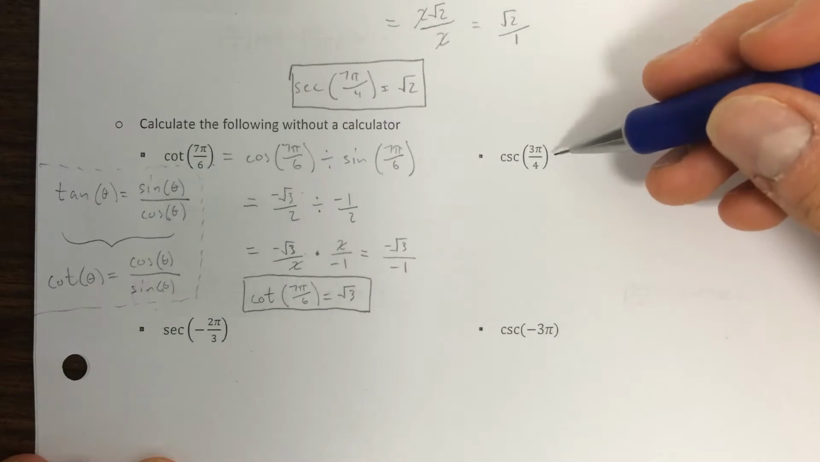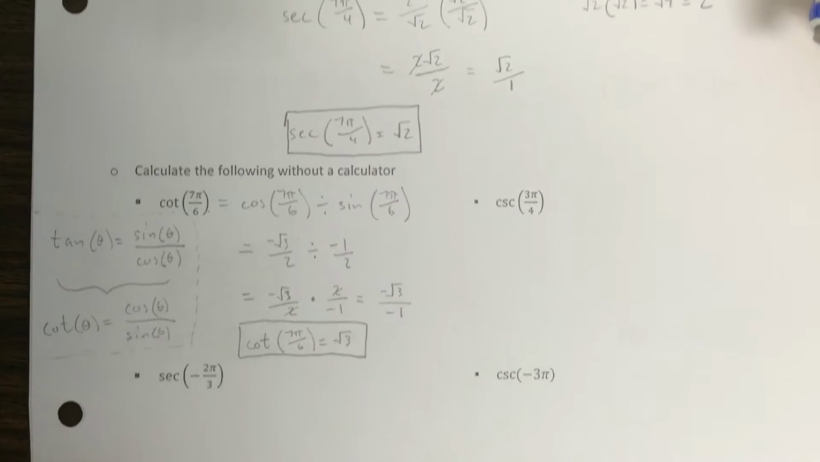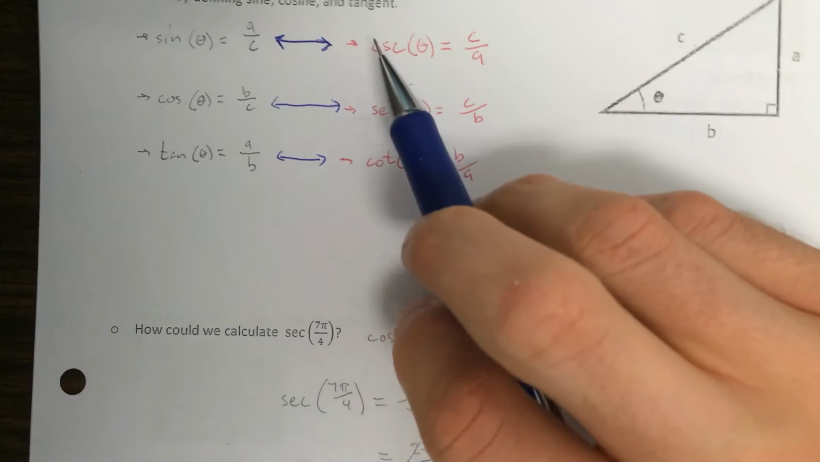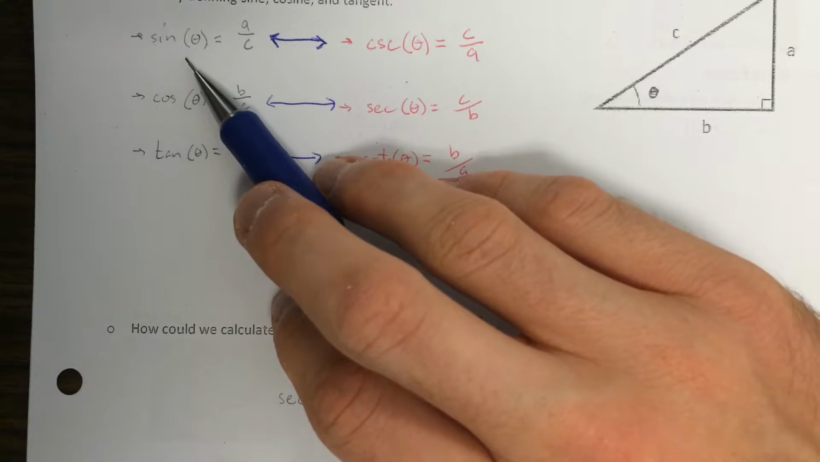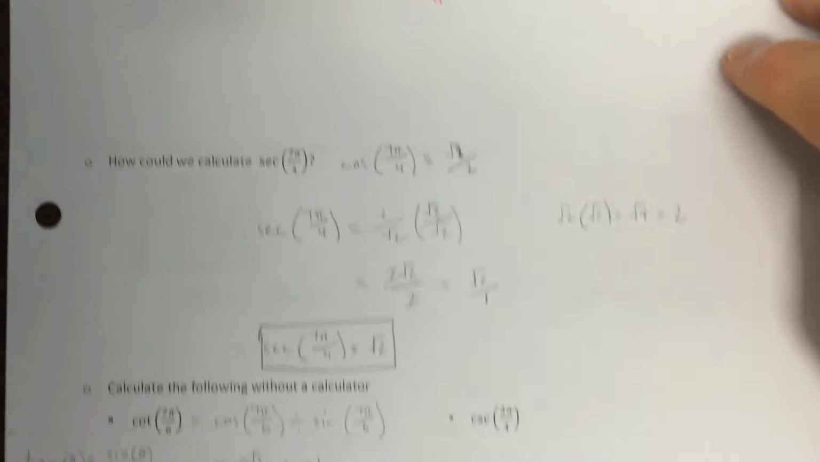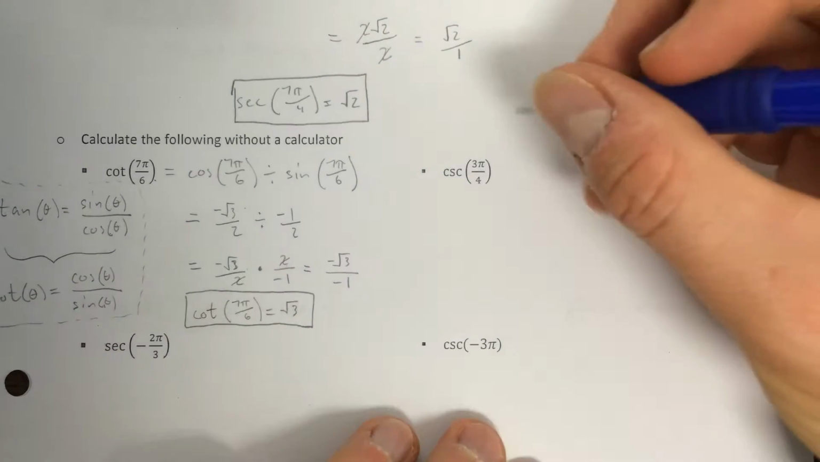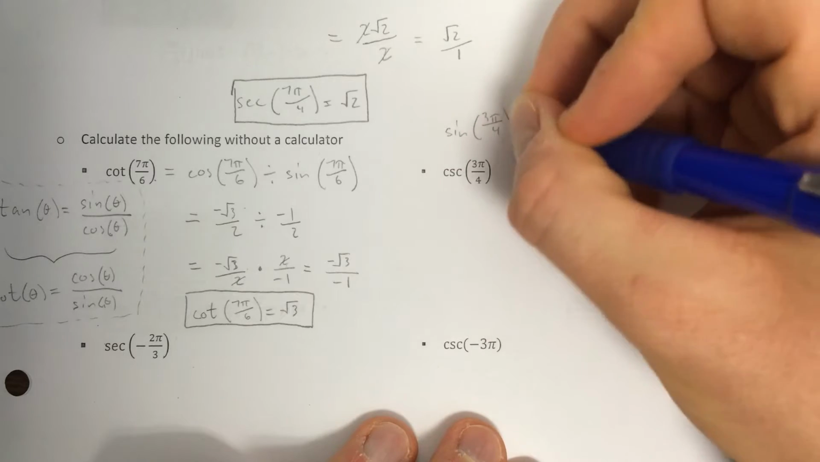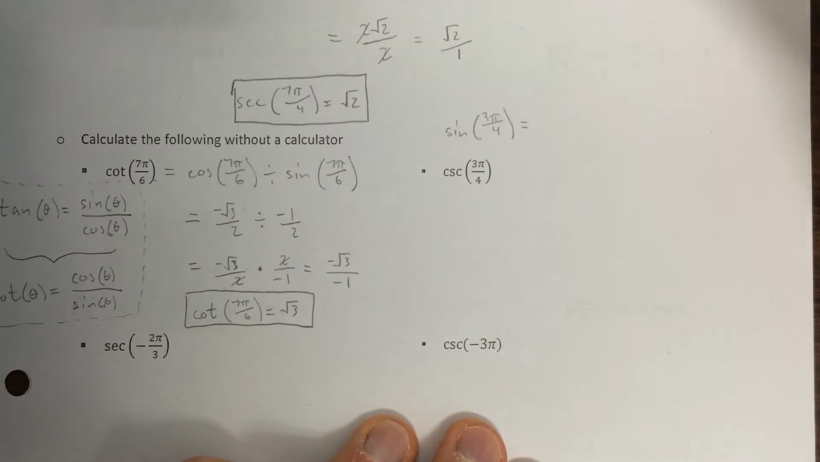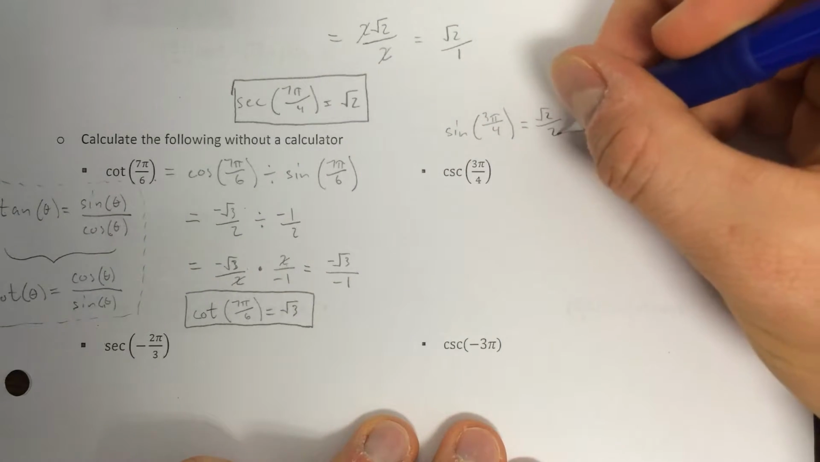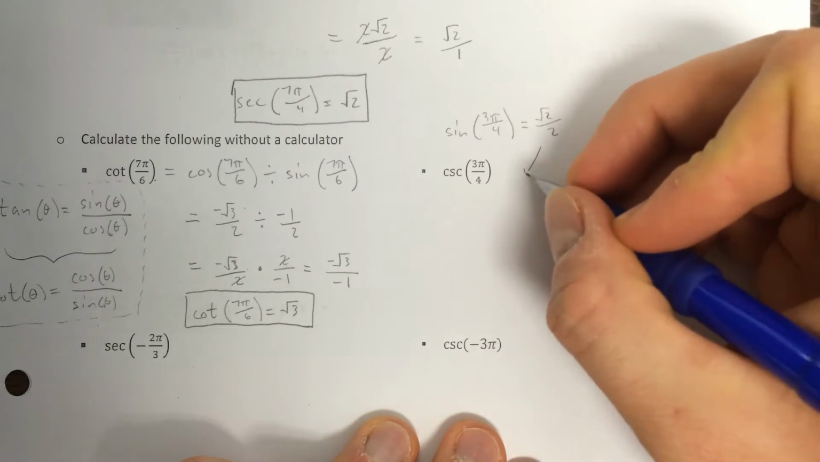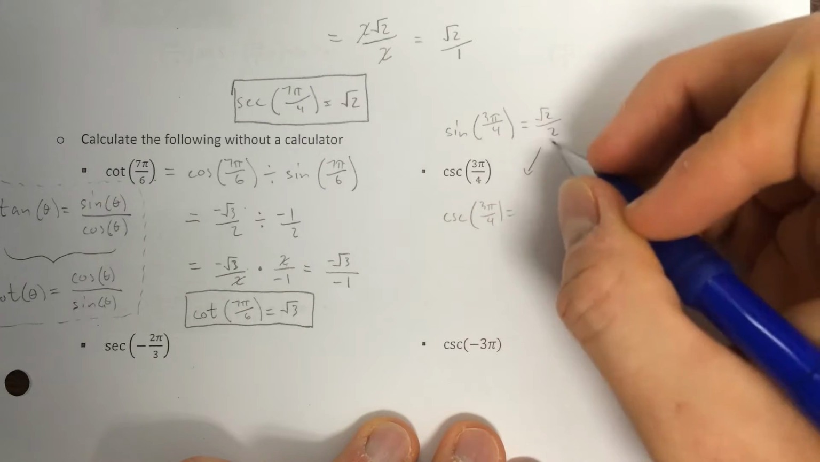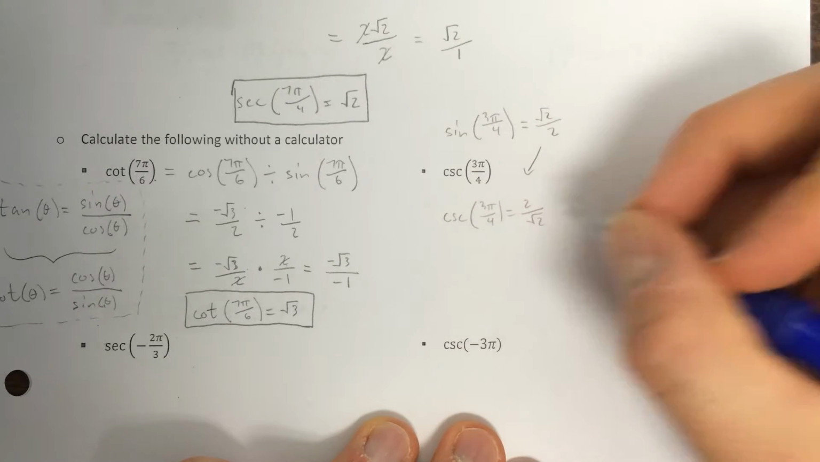So cosecant of 3 pi over 4. I'm going to scroll back up in our notes. We can see that cosecant is related to sine. So let's try to find sine and then take the reciprocal to find cosecant. So I'm going to write sine of 3 pi over 4 up here. And sine of 3 pi over 4 would be square root of 2 over 2. Which means that cosecant of 3 pi over 4, we take the reciprocal, is 2 over square root of 2.